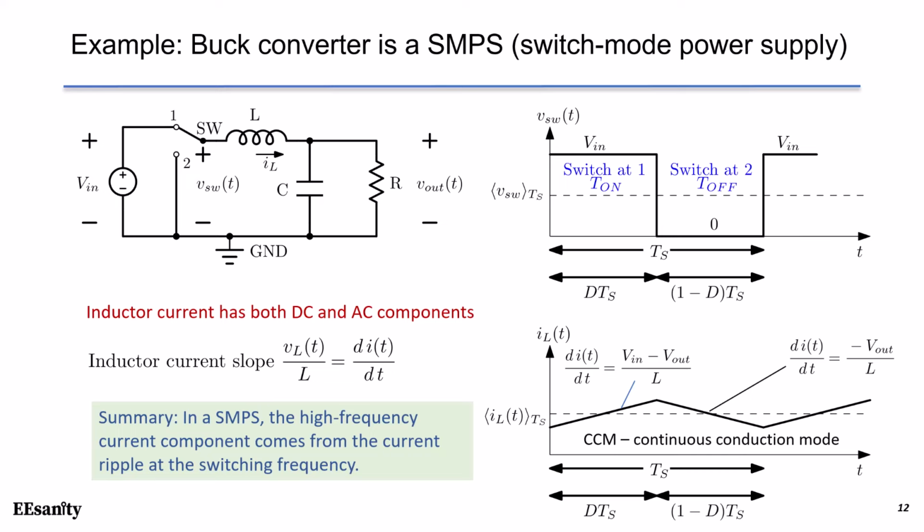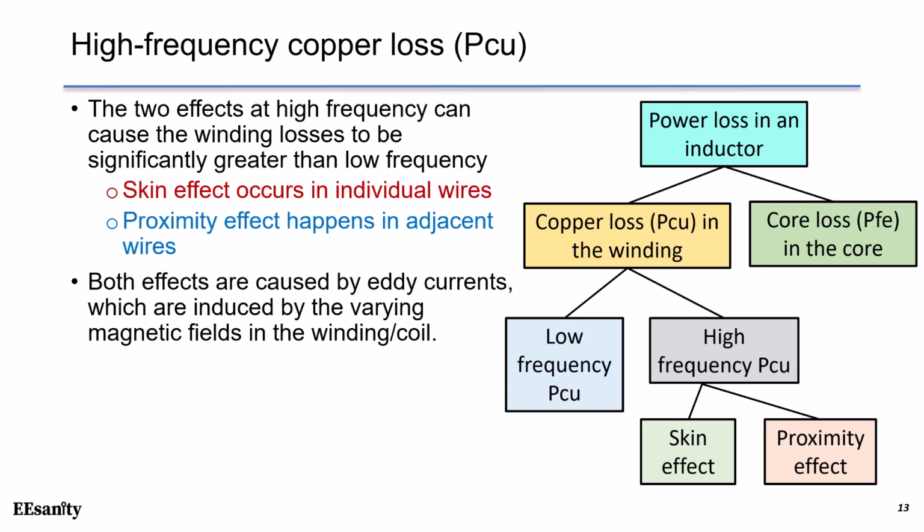at the switching frequency. We know that the inductor has a high frequency current ripple in a switch mode power supply. Next, we will learn the high frequency copper loss. There are two effects associated with the high frequency current. They are skin effects and proximity effects, which can cause the winding losses to be significantly greater than the DC copper loss. Skin effect occurs in individual wires. Proximity effect occurs in adjacent wires. Both effects are caused by eddy currents, which are induced by the varying magnetic field in the winding.